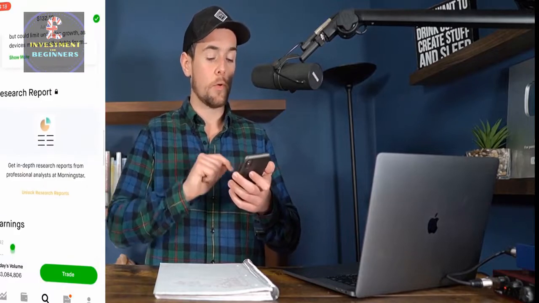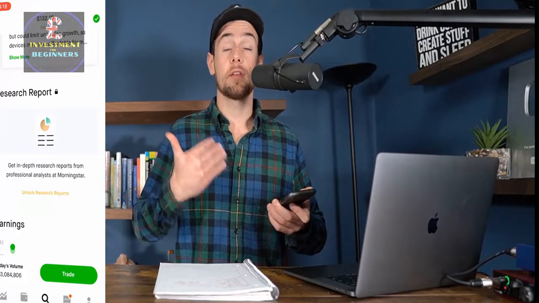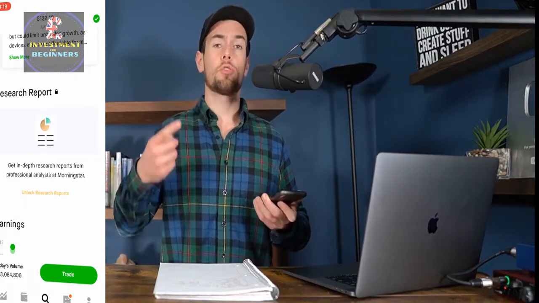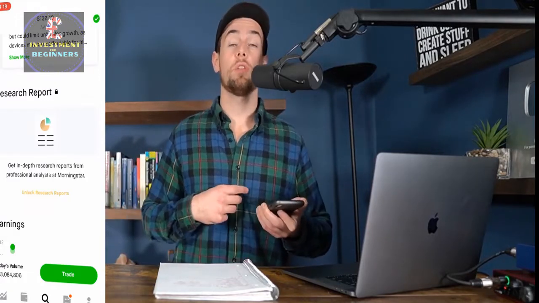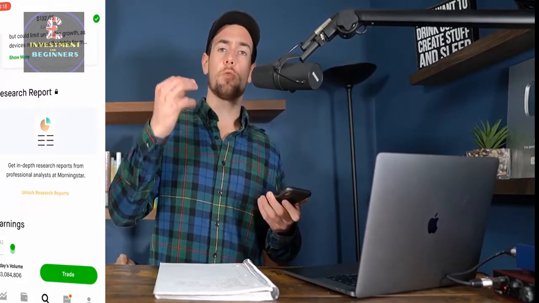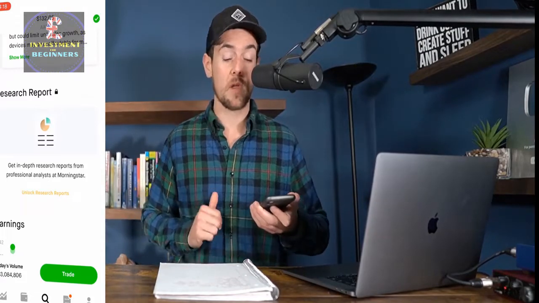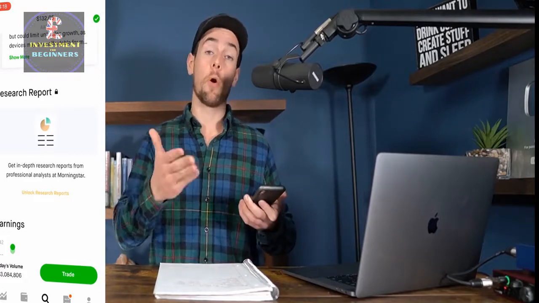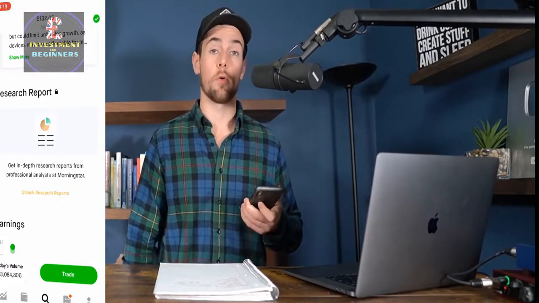Now, this is a very short, simple explanation. If you want a longer one, you can unlock research reports from Morningstar by signing up for Robinhood Gold for $5 per month. That's going to get you a couple of different perks as well. You get larger instant deposits. You're also going to get level 2 market data, which is going to show you more buy and sell orders and give you a better idea of what that stock is going to be trading at an instant point in time. And it's also going to give you access to margin trading if you want to invest with borrowed money.